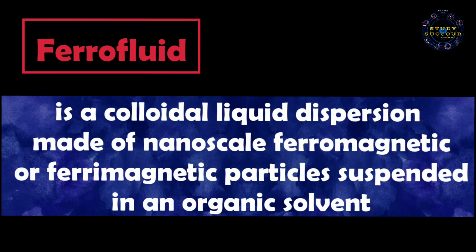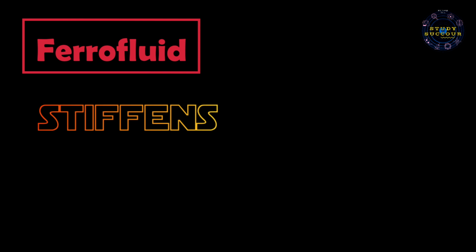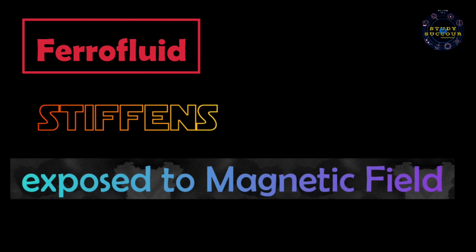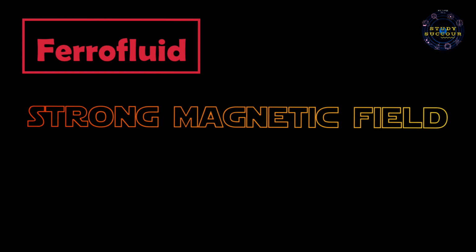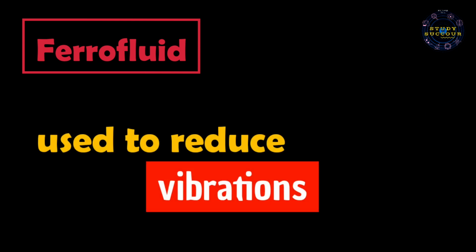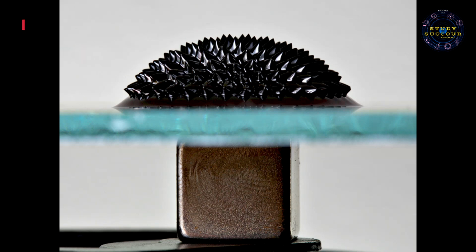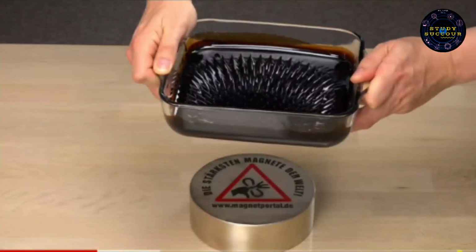It is a colloidal liquid dispersion made of nanoscale ferromagnetic or ferrimagnetic materials suspended in an organic solvent. Much of their usefulness is related to the effect that the liquid stiffens when it is exposed to a magnetic field. In strong magnetic fields, the ferrofluid may look like jelly or rubber, and thus can be used to reduce vibrations. This image shows the pattern a ferrofluid forms with a magnetic field underneath.